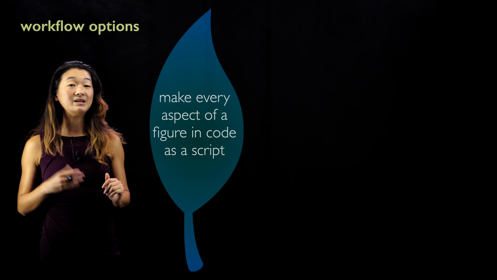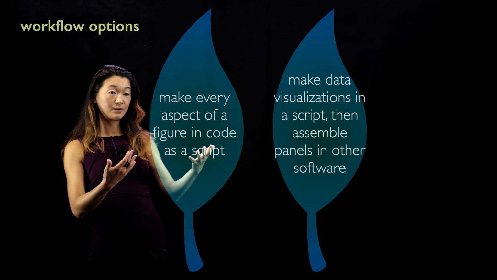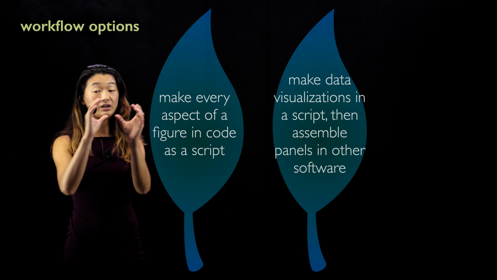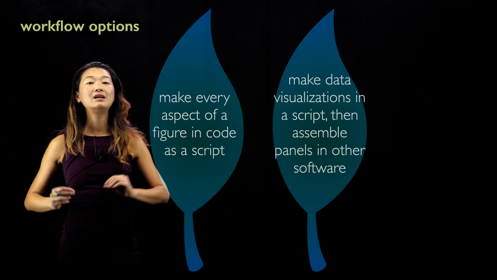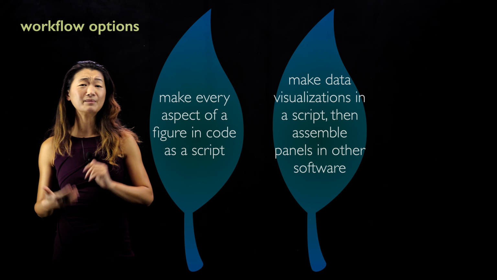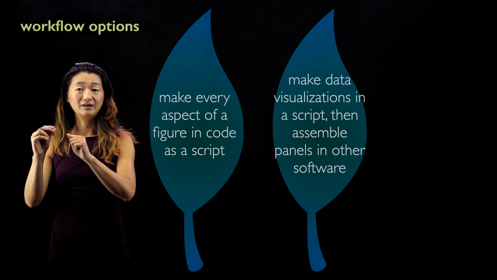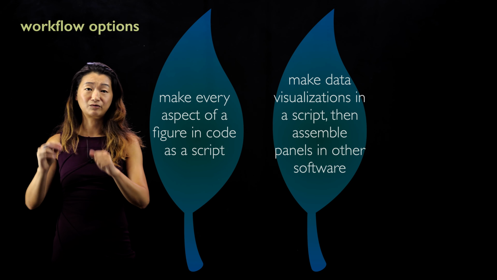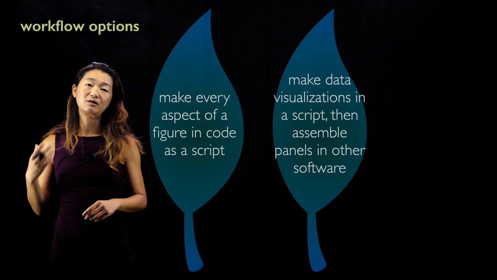Okay? There are some intermediates that people also use. One of them is to make data visualizations in the script. So maybe you're making panels of the figure in a script with the tick marks and the labels and everything. And then you export that and then assemble the panels in another piece of software. Some people go as far as to say they actually would tweak the colors and things of the vectorized outputs in a piece of software like Inkscape or another piece of software like that.